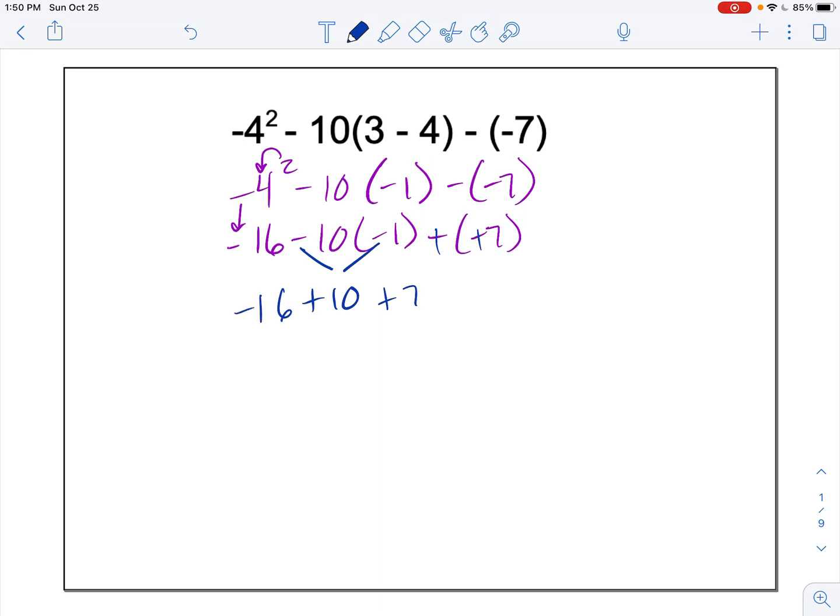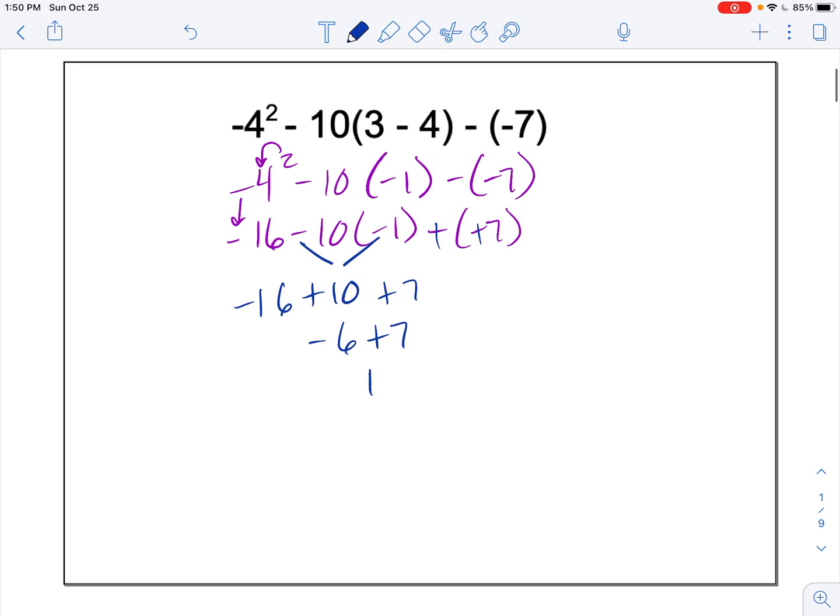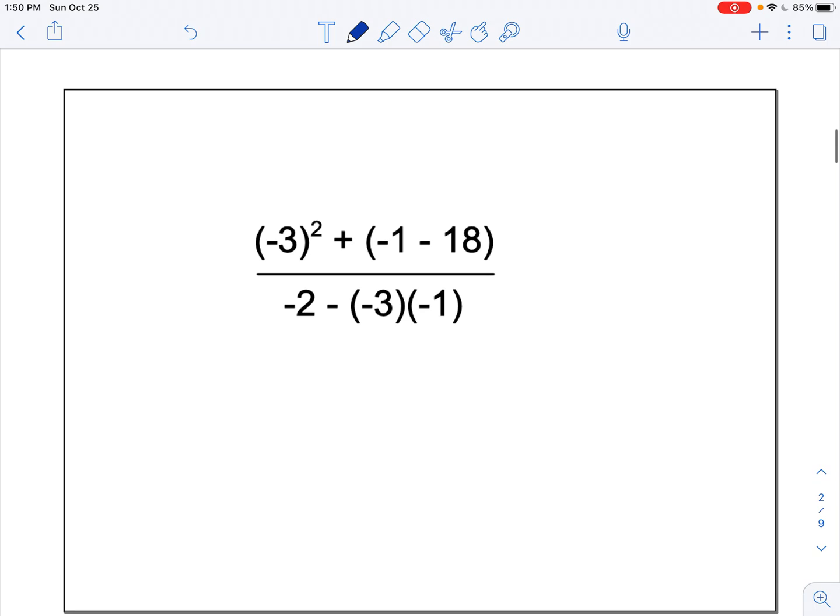So now I'm at negative 16. I move to the right 10 spots. I'm at negative 6. And then I keep moving in that direction another 7 spots. I am at positive 1. So let's just do another one.